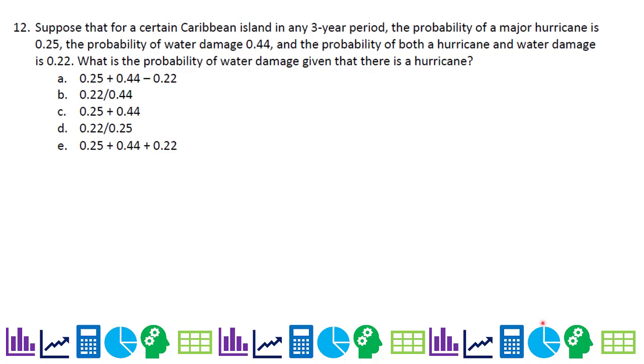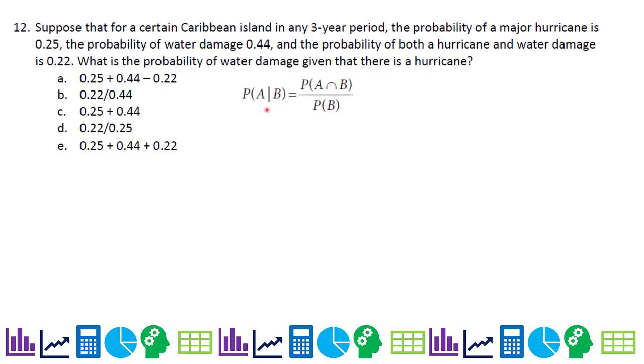12. Suppose that for a certain Caribbean island in any 3-year period, the probability of a major hurricane is 0.25, the probability of water damage is 0.44, and the probability of both a hurricane and water damage is 0.22. What is the probability of water damage given that there is a hurricane? So we see the word given. Oh, that means we need the conditional probability formula right there.